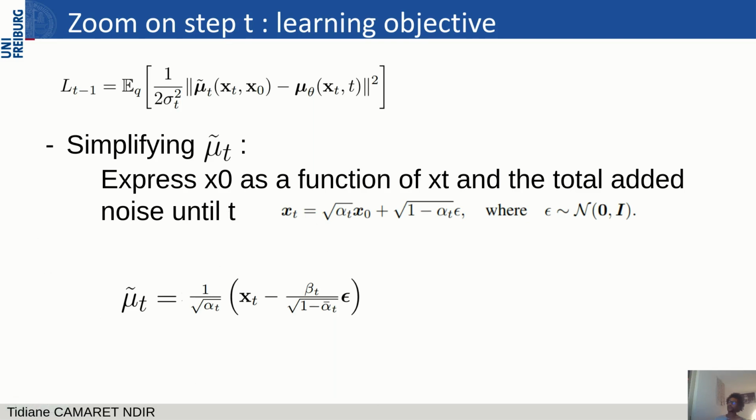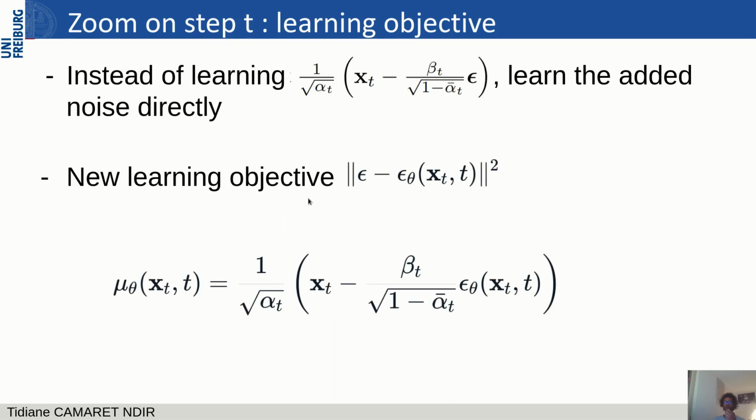And now what the authors of the DDPM paper propose to do is a reparameterization. Instead of predicting this full expression, they predict only the added noise epsilon. So the learning objective becomes even simpler. And they show that this reparameterization leads to better performance and better stability. So finally, once we have trained our model to predict this noise epsilon, we can plug this noise back into the expression of mu theta, and now we have our expression for the mean of the generative process p.